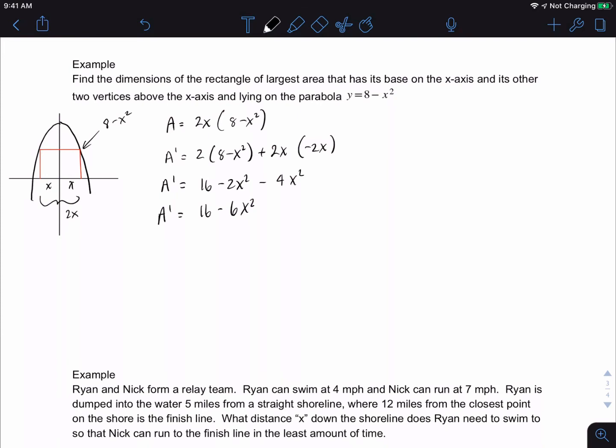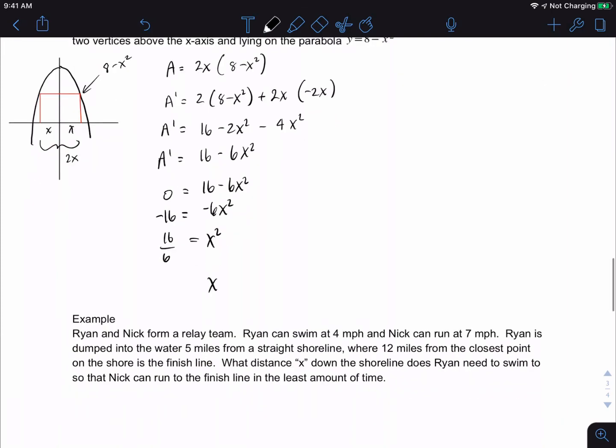And then to set this thing equal to 0, I'm going to go 0 is equal to 16 minus 6x squared. So then negative 16 is equal to a negative 6x squared. x squared is equal to 16 over 6. And so I'm going to get x is equal to plus or minus 4 over square root of 6. Right? And we could rationalize it if we want.